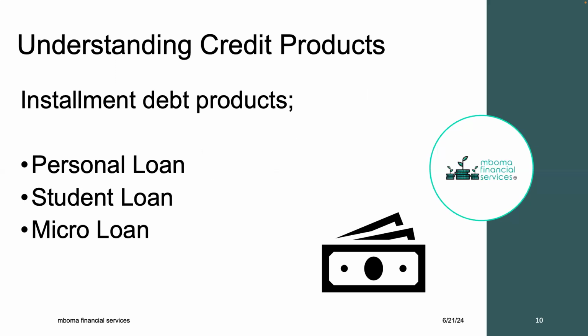Okay, so let's get a bit more understanding of the difference between installment and revolving credit products. If we're looking at the installment debt products, right? We look at three examples here. We've got a personal loan, a student loan, and a micro loan. Personal loan, right? Remember, a personal loan, this is in a situation where you go to the bank, for example, you want to purchase a vehicle, you need a deposit for that particular vehicle, you'd go to the bank for a personal loan.